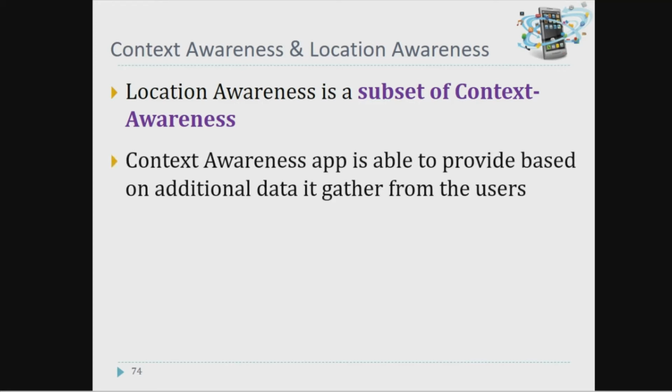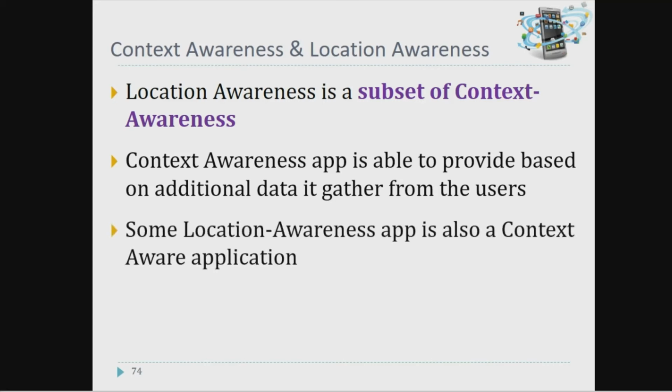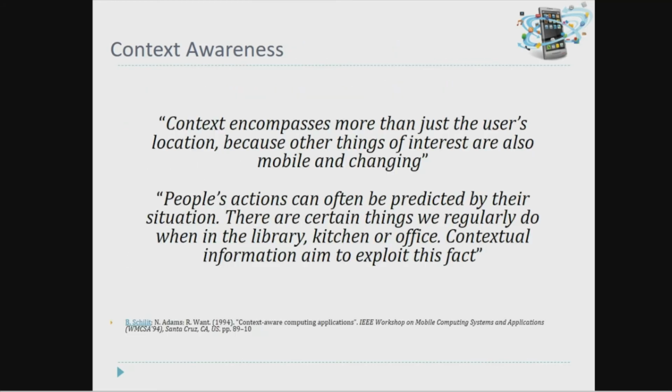Context awareness application is able to provide additional services based on additional data it gathered from the user. It identifies your name, your birthday, your hometown. So it gets data from you. Some location awareness applications are also context aware applications. So context encompasses more than just the user's location, because other things of interest are also mobile and changing.